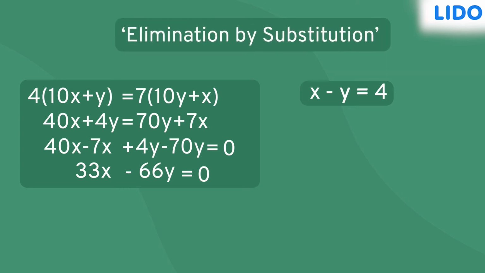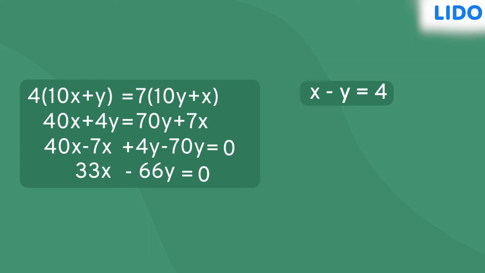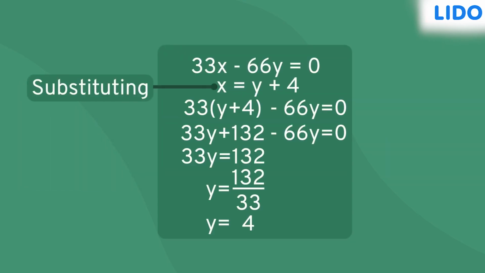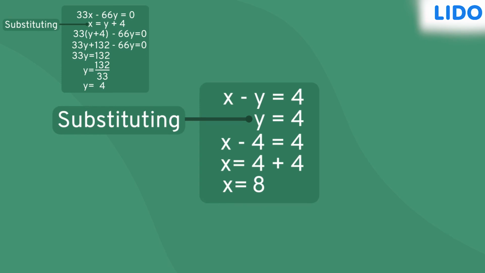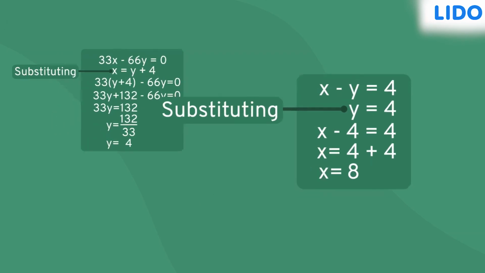I'm going to use the elimination by substitution method here. From the second equation, we can see that x can be expressed in terms of y as y plus 4. On substituting the value of x, we get the value of y as 4. Now, on substituting this value of y in the equation, we get the value of x as 8.